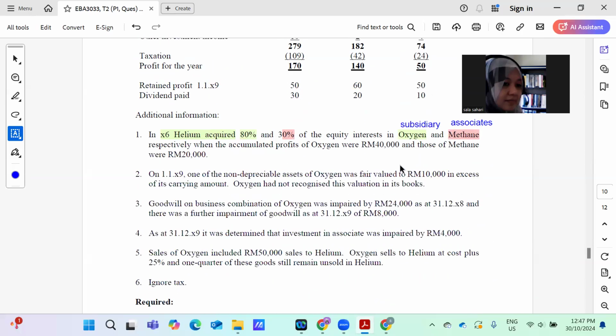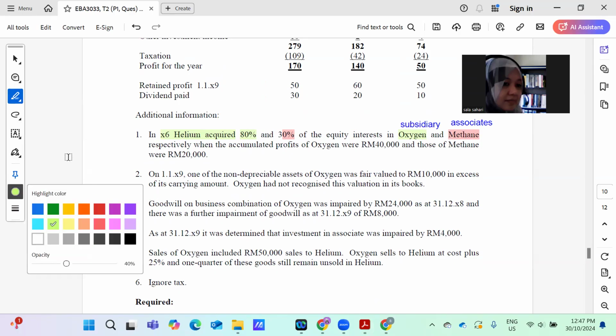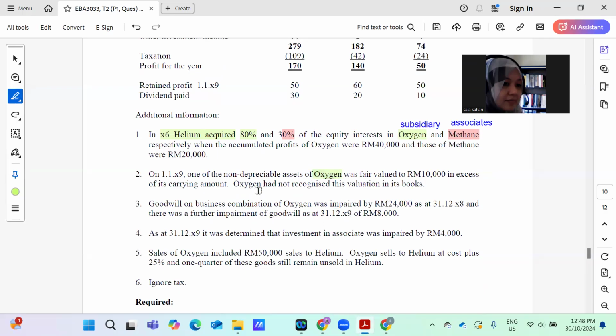And Methane, we just put 30%, significant influence, all right? Then you need to look at the question also. Make sure you highlight which one is for subsidiary and which one is for associate. If you look here, most items are actually for subsidiary. This one is for Oxygen. Number 3 is also related to Oxygen on impairment. Number 2 is on non-depreciable asset in excess, so you need to minus later. And for goodwill impairment over here, we also need to adjust the goodwill figure.